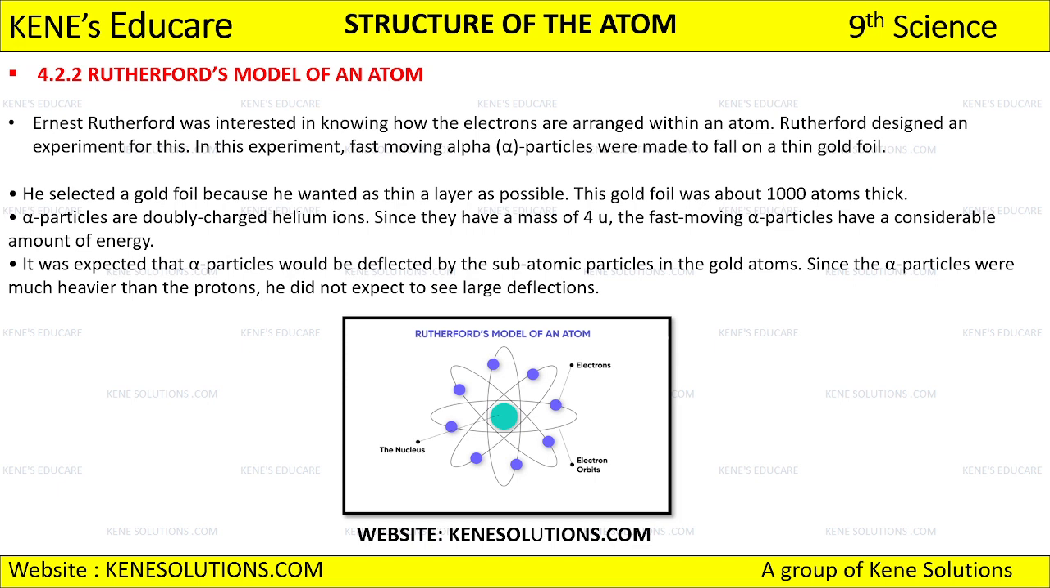Secondly, he used alpha particles as well. We know alpha particles are doubly charged helium ions, right? Because these alpha particles had a mass of 4u, the fast moving alpha particles had a considerable amount of energy. So that also became one of the reasons for using alpha particles. It was expected that alpha particles would get deflected by subatomic particles in the gold atom, and because alpha particles were much heavier than the proton, he did not expect to see large deflections. So that also became one of the reasons for using alpha particles and gold foil for his experiment.